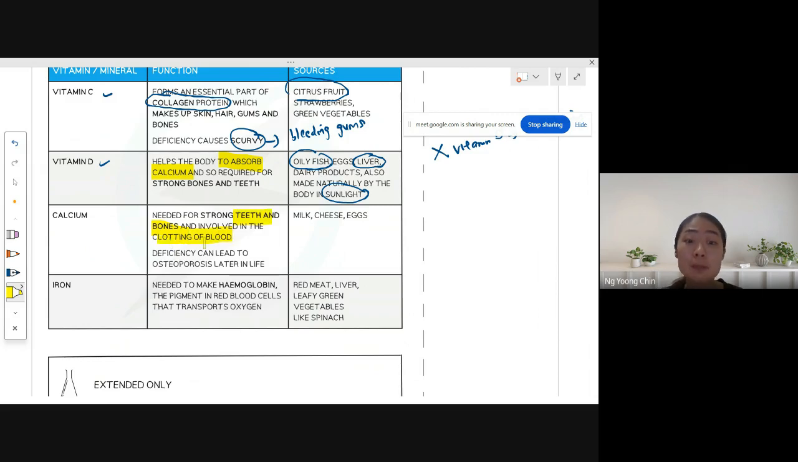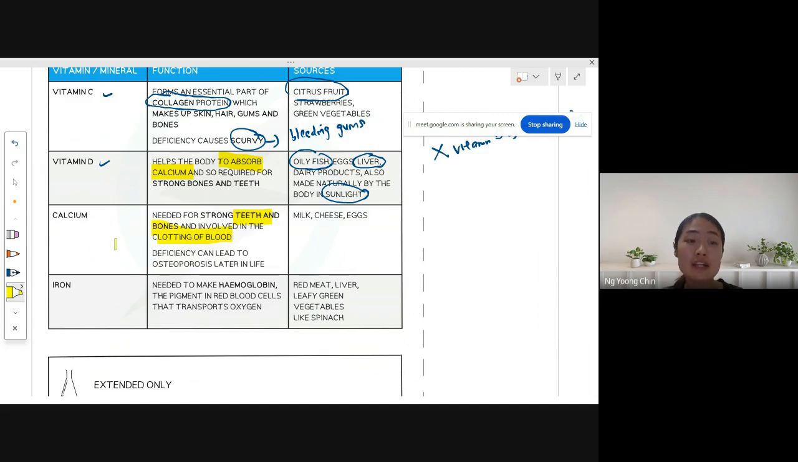What does clotting of blood mean? It means that when you are injured and there is very serious bleeding from your wound, the blood clotting mechanism helps to stop the bleeding. So this blood clotting is 止血.